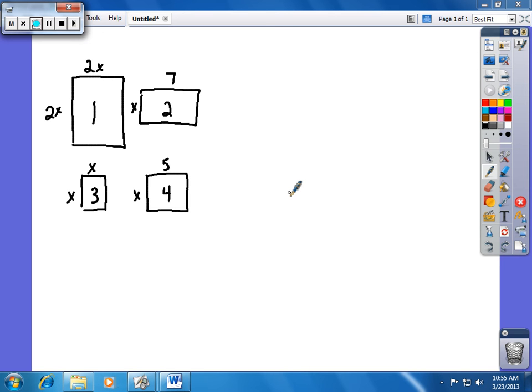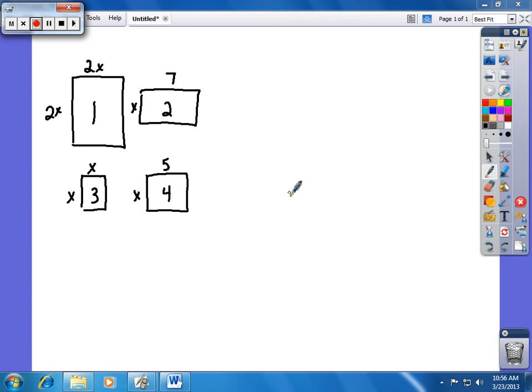So for this week we're talking about an introduction to polynomials. This particular problem is number 43 on page 219 if you want to follow along. So we're finding the total area of all these figures. Now total is kind of the key word here. That implies a sum or addition.